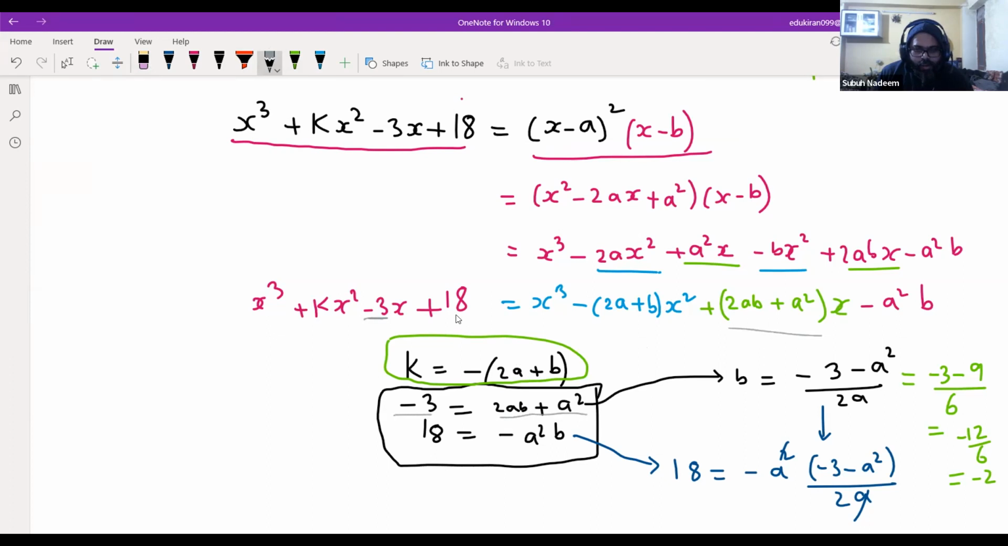So minus 3 is equal to 2ab plus a square. So minus 3 minus a square is equal to 2ab. So minus 3 minus a square by 2a is equal to b. Similarly, 18 we got by equating the constant on both the sides. And the x square coefficient we equated on both the sides. So these three things we are getting. Yes, sir, we got it.